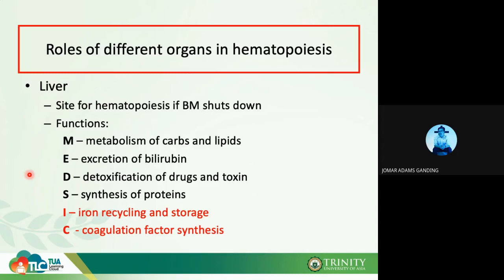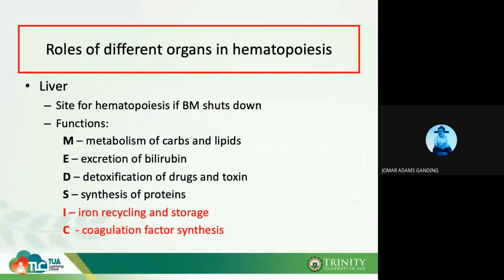Number one is metabolism. Ito, function ng liver. Metabolism of carbohydrates and lipids. Excretion of bilirubin. Detoxification of drugs and toxin. And synthesis of protein. Aside from that, they also are the recycling and the storage of your iron. What is the storage form of iron? Anyone? Storage form of iron is this, transferrin.